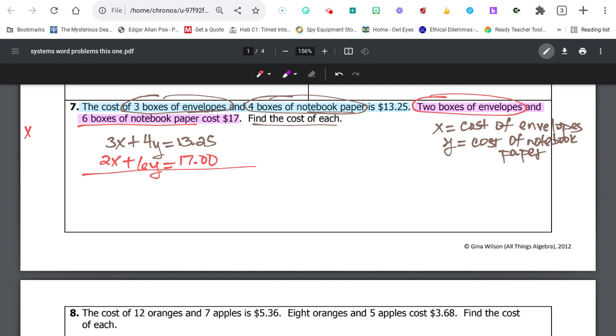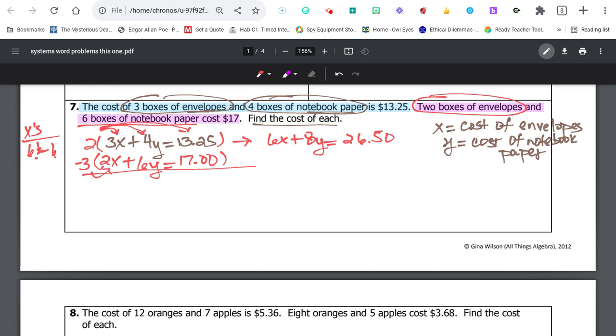So if I want to work on the X's, I need a common multiple. Let's do 6 and -6, guys. All right, I'm going to make this top one 6. So 2 times 3 gives me 6. I'm going to make the bottom one -6. So I need to multiply by -3. All right, let's rewrite this one. 6X, 8Y. And if you double 13.25, you get 26.50.